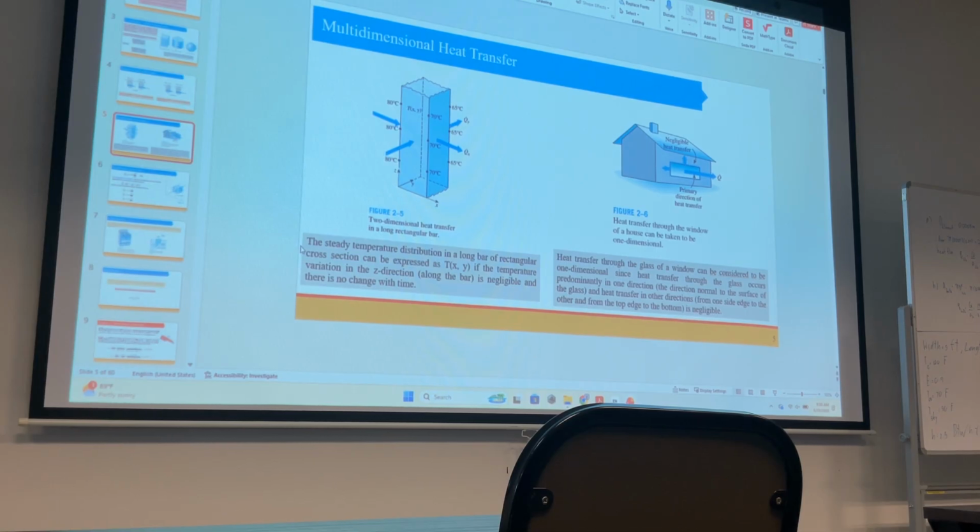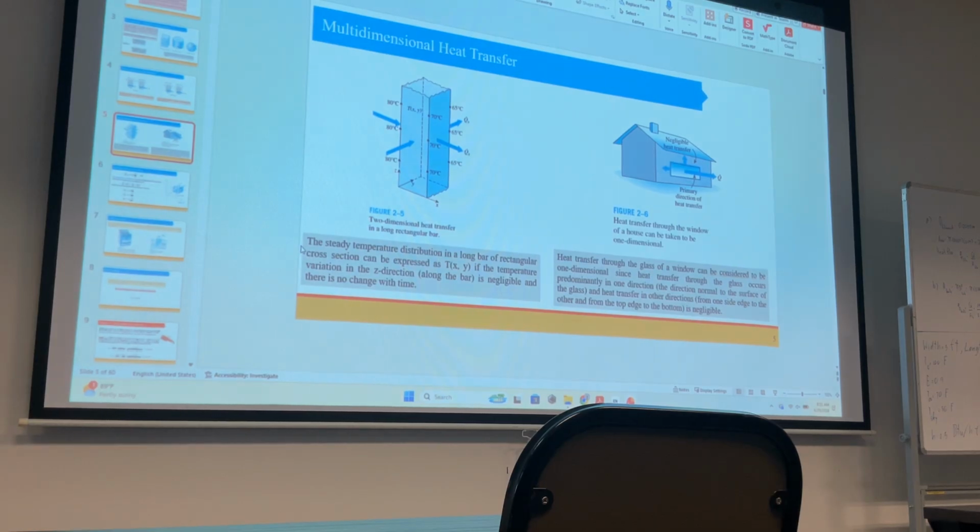Okay, so we will say the heat transfer is in two dimensions. Figure 2.6, it's a window like this. The heat transfer is of course happening in 3 dimensions in real life. But since this surface area is too high in comparison to the height and the thickness, we can assume that heat transfer is happening in one direction only, to not complicate our model.